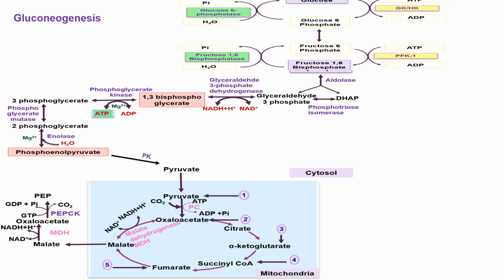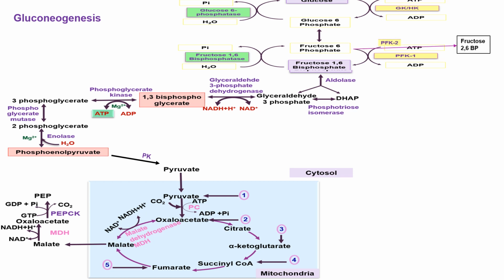Now there are many other substances which can enter gluconeogenesis. The other substances are lactate, glycerol, glucogenic amino acids, and long-chain fatty acids, which form propionyl-CoA to enter the process.